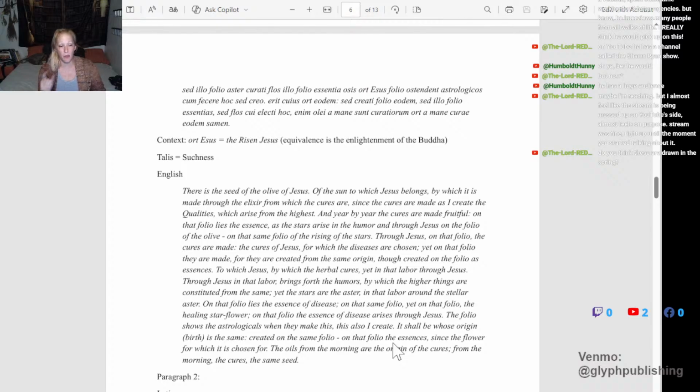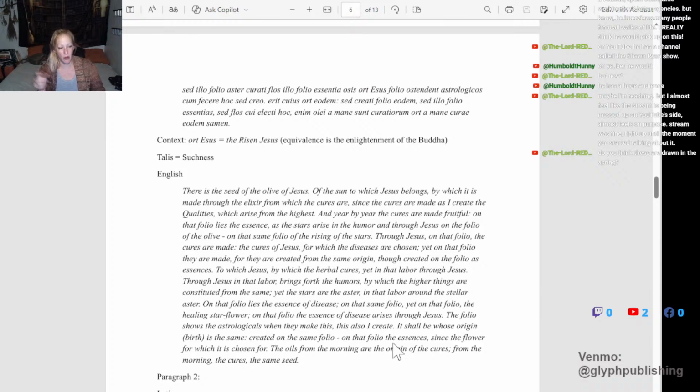Though created on the page as essences, to which Jesus, by whom are the herbal cures, yet in that labor through Jesus, and through Jesus in that labor brings forth the humors by which the higher things are constituted from the same. Yet the stars are the aster, meaning the ultimate star. In that labor around the stellar ultimate star.